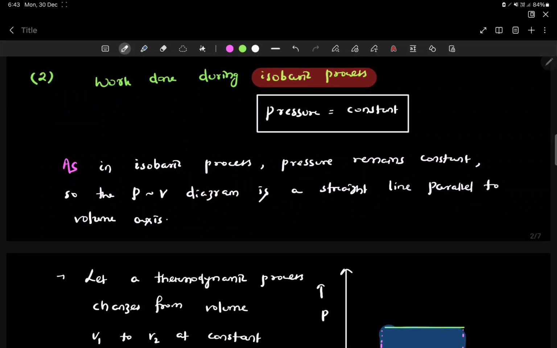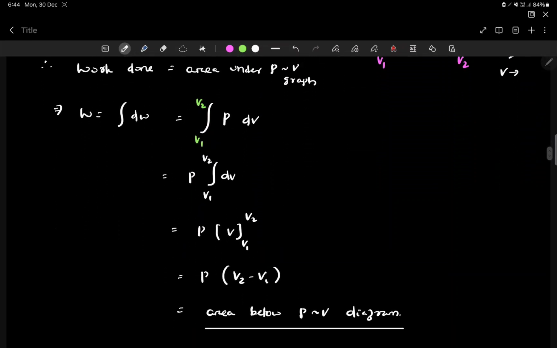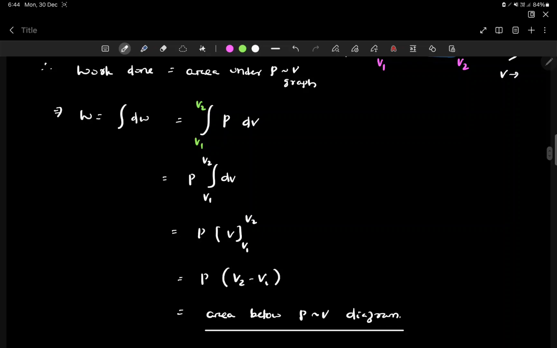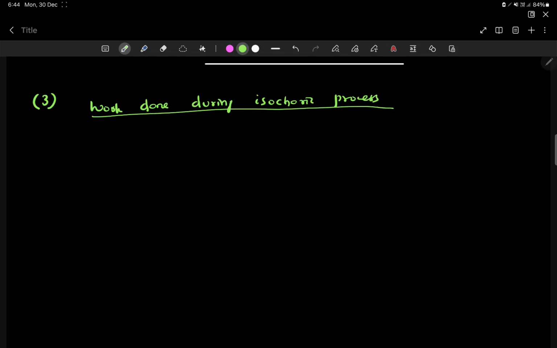This is your first page, and next, okay, last part is this one. So next we come to work done during isochoric process. The third process is our isochoric process. This is our lecture number 4. Step by step we will discuss the whole chapter, so all of you listen to it properly.